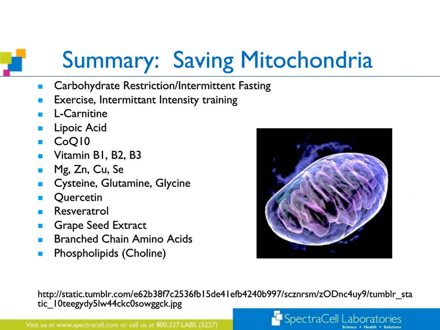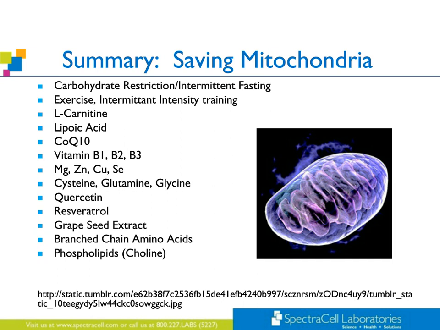So this is my last slide, and I've made a summary slide here of all the different ways that we can support our mitochondria and protect their health, as well as get rid of the dysfunctional mitochondria, making room for new healthy mitochondria for our body's energy sources. Carbohydrate restriction, intermittent fasting, L-carnitine, lipoic acid, CoQ10, vitamins B1, B2, B3: thiamine, riboflavin, niacin.